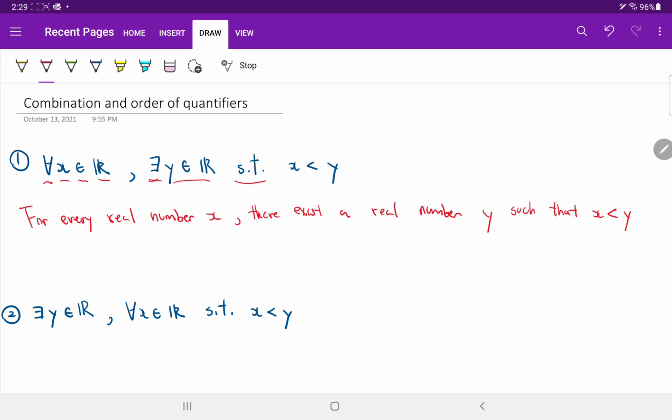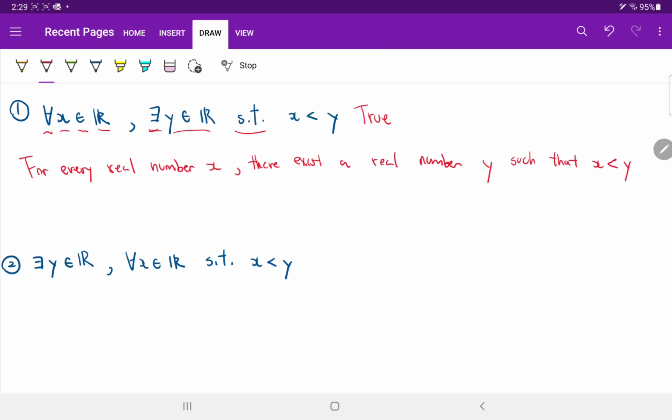Well, it's true, right? Because what this statement is really saying is that you can pick any random real number x. You could always find a bigger number y, right? That's logical. Let's say you pick the real number 2 as your x. You can always find maybe 3, maybe 4, maybe 5. You could always find a bigger real number than your x, right? So that makes sense. Therefore, this statement is true.